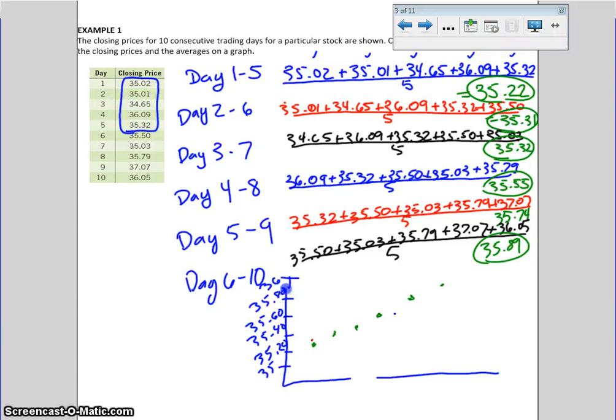And as you're doing that, you're seeing the jagged edges that happen with the prices. By finding our averages, what we're doing is basically taking it and smoothing it out. And that is known as the smoothing technique.